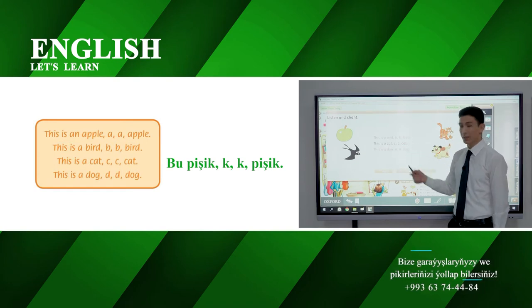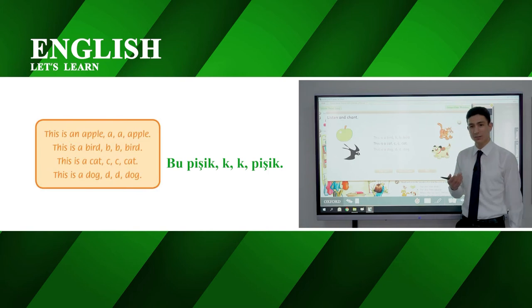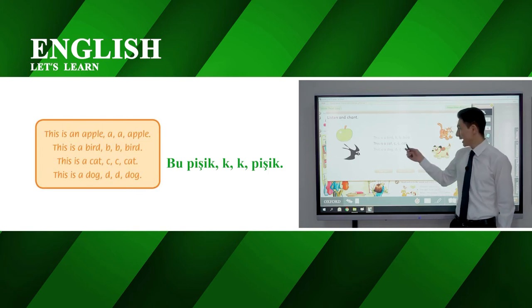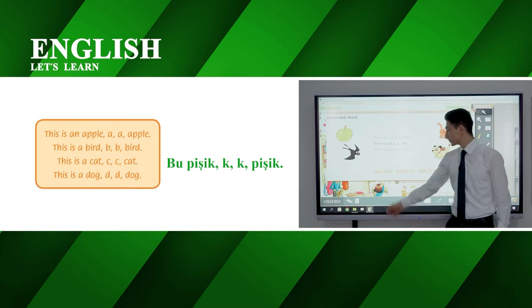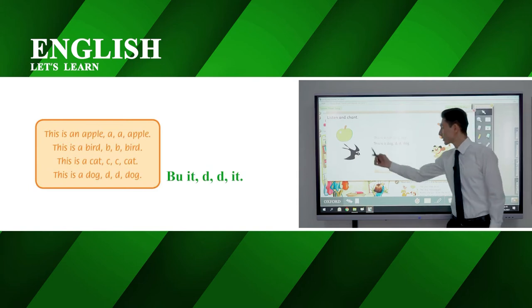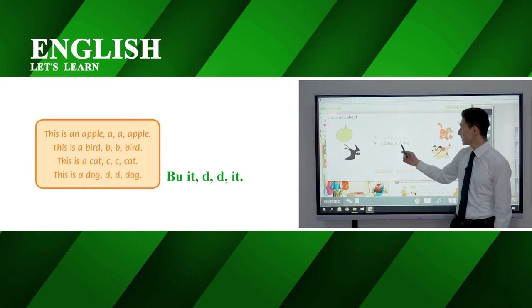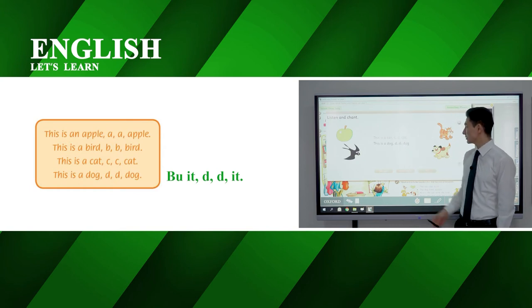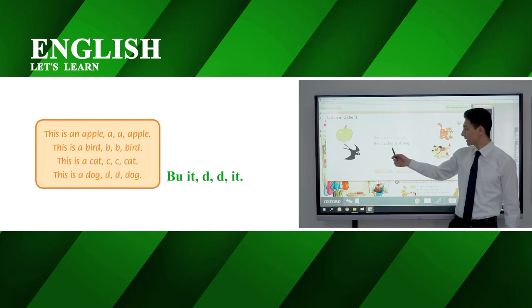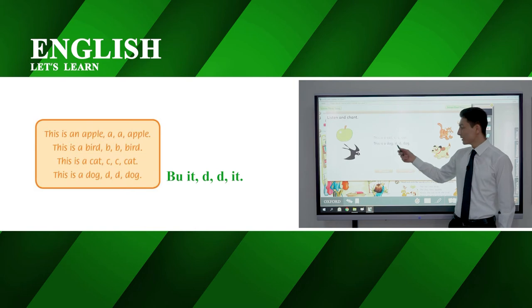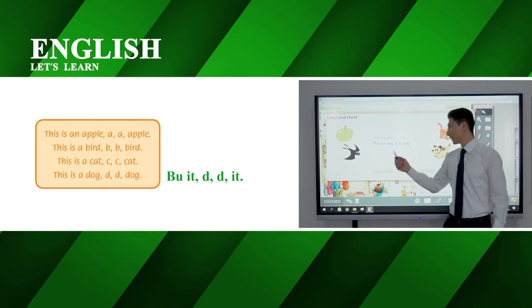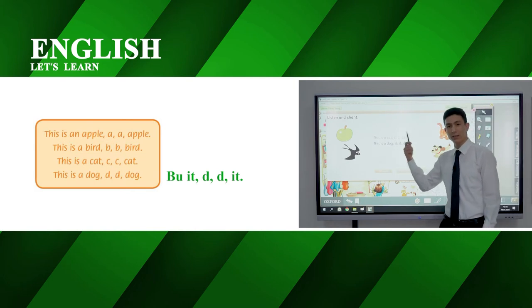Cat. Yani cat diyemizde k sesi bilin aydın ya. Cat pişik. Devam edelim. This is a dog. Dog. This is a dog. Bu it. Yani it diyemizde d sesi bilin aydın ya İngilizce'nde. Yani dog. Dog.